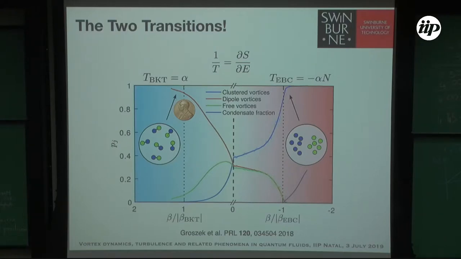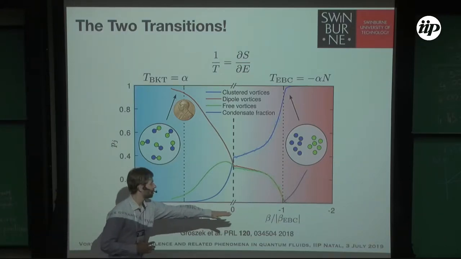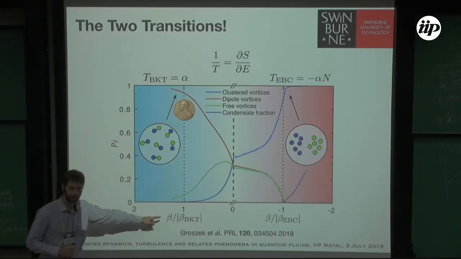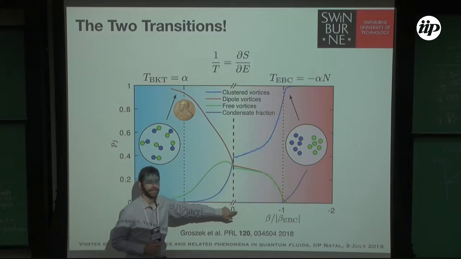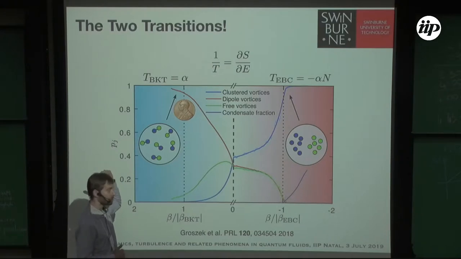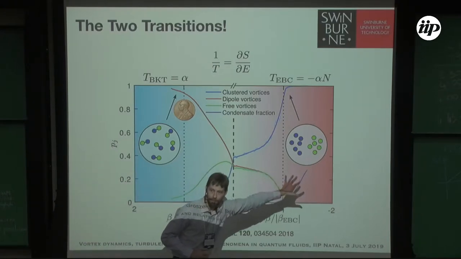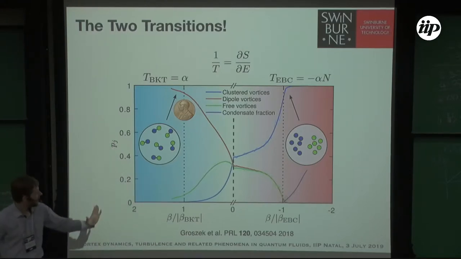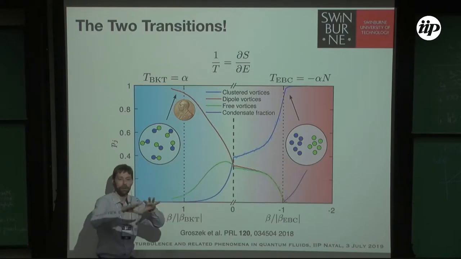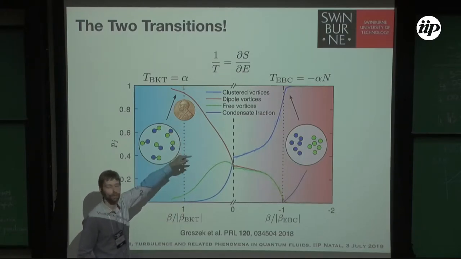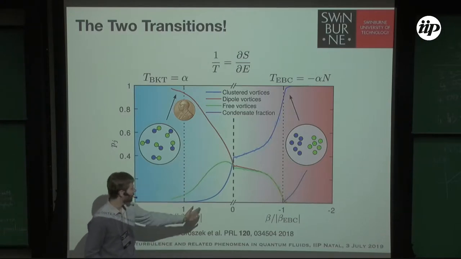So here are some statistics. What you see here on the horizontal axis is temperature. The temperature parameter is actually the inverse temperature, so zero on this axis corresponds to infinite temperature. There's the blue region, which is low, positive temperatures, and the red region, which is negative temperatures. On the vertical axis, at any given temperature we keep sampling the configurations, and we do the classification of the vortices into clusters, dipoles, and free vortices, and then we plot them.